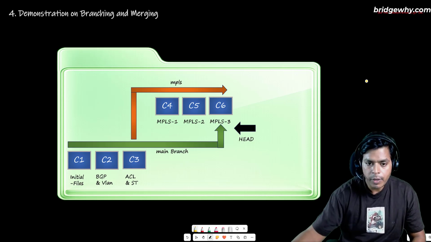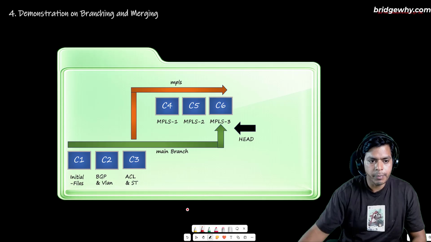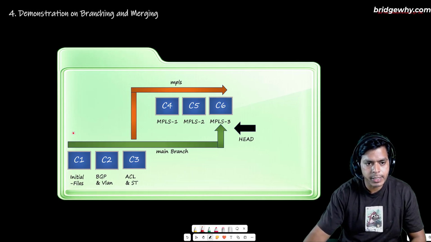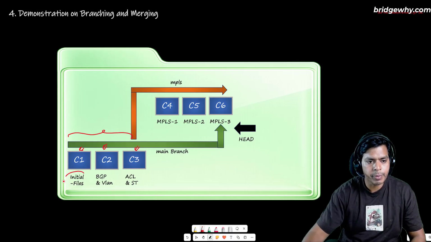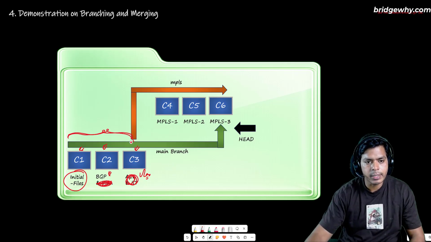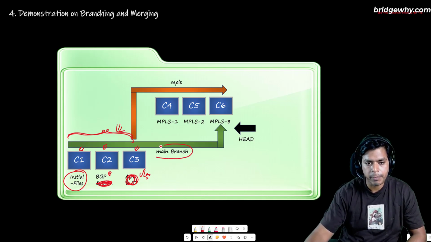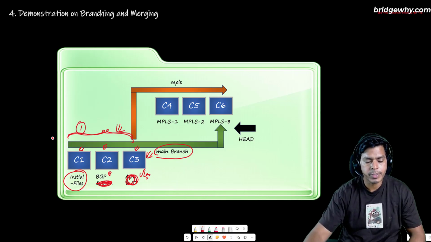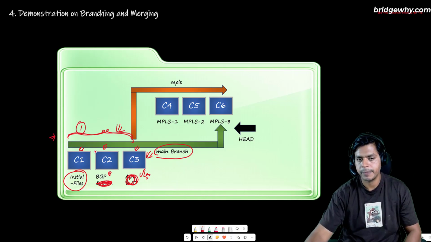See, first thing first, I will be creating three commits in the main branch, C1, C2, and C3. The name is going to be initial file. Then the C2 name is going to be BGP configuration. The C3 name is going to be VLAN configuration. This I have already done. I will be showing you that I am part of the main branch, and inside the main branch, I have these three commits. This is going to be my step number one, which is already there. I just need to show you this.